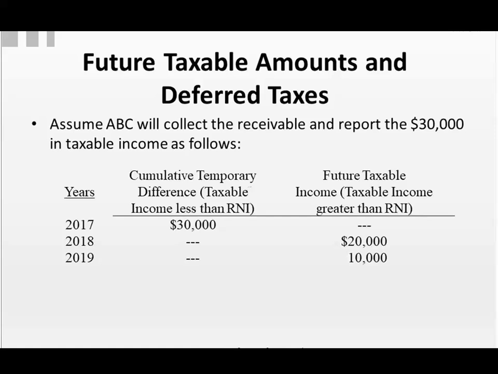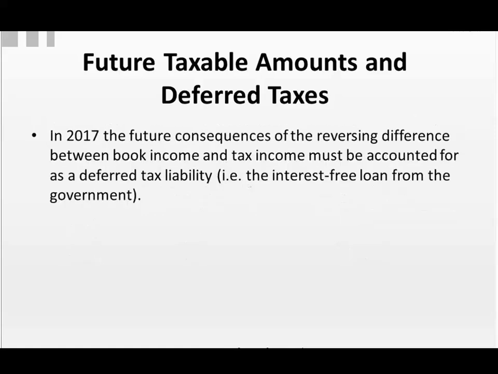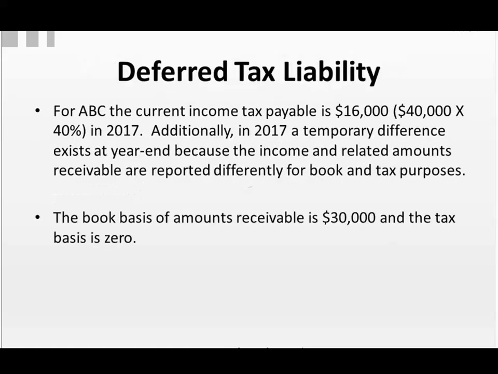Okay? So how does that affect us? Well, let's go to the next slide. In 2017, the future consequences of these reversing differences between book and tax have to be accounted for as a deferred tax liability. In other words, the interest-free loan from the government has to be set up in 2017 and they get paid back in 2018 and 2019. So, for ABC Company, go to the next slide, the current income tax payable is easy. That was the $40,000 times 40%, or $16,000.